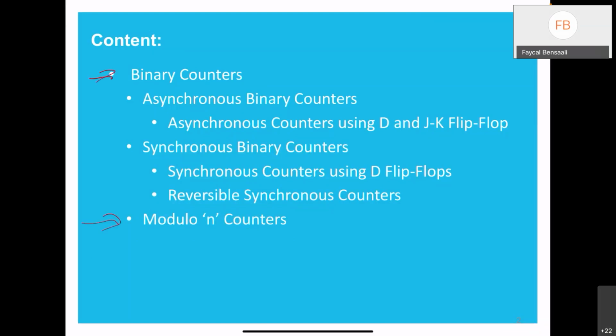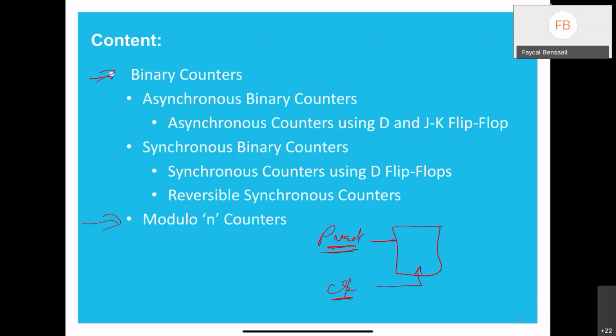For binary counters, we have 2 types: synchronous and asynchronous. We already talked about this. If we say we have a preset that is asynchronous, this means it doesn't depend on the clock. If it's synchronous, this means it depends on the clock, so it's controlled by the clock. We wait for the clock first, and then we check the preset. So again, it's related to the clock.